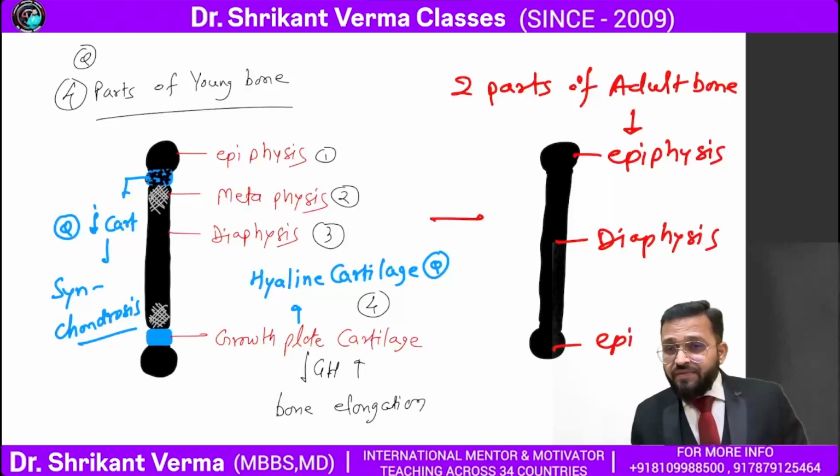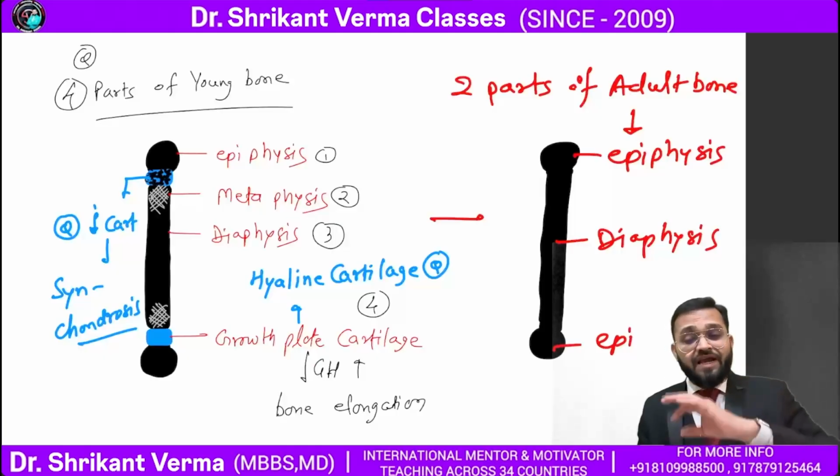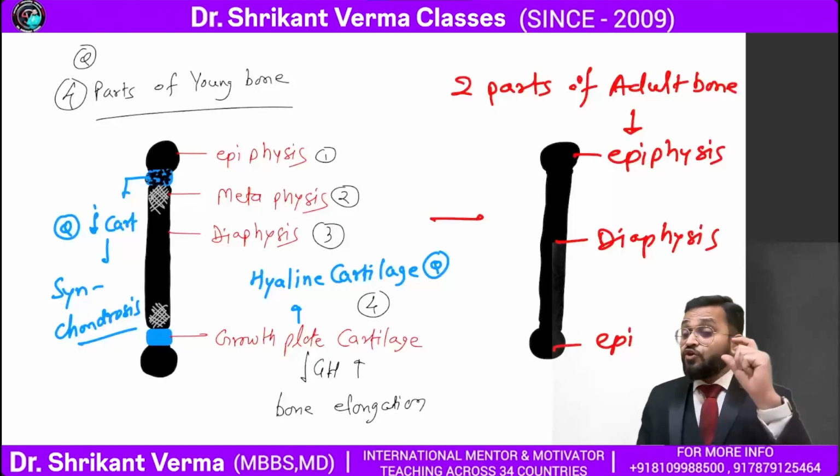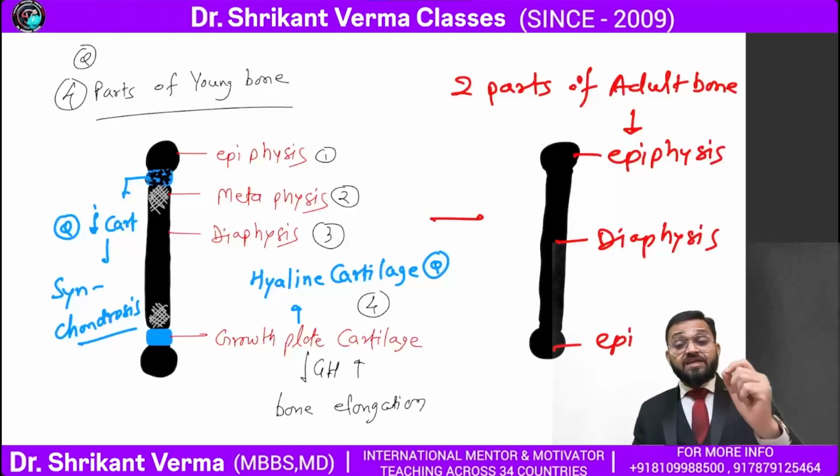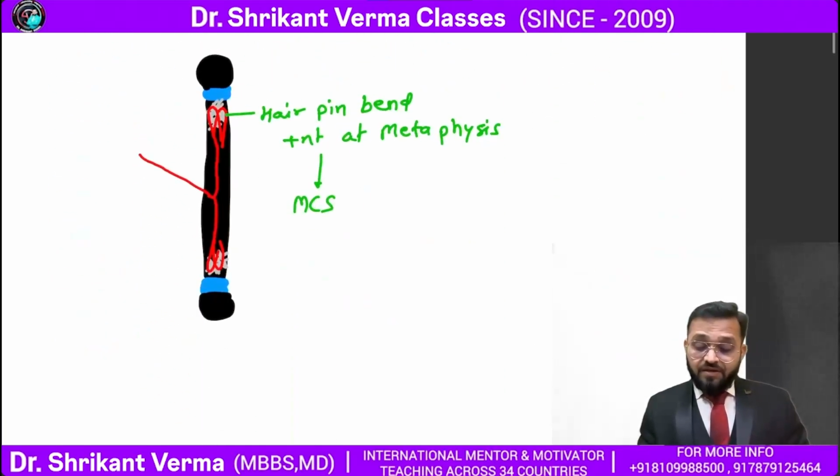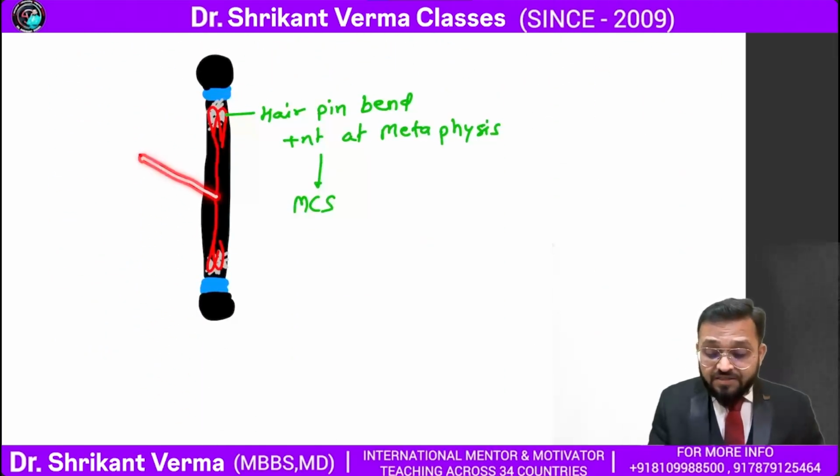Getting the point? Okay. Yes, growth plate कब disappear होती है? When there is the fusion between the bones, and every bone has a different fusion time. You will learn in the forensic medicine age estimation unit. Okay. Now there is a hairpin bend. The artery is coming and making the hairpin bend at the metaphysis.